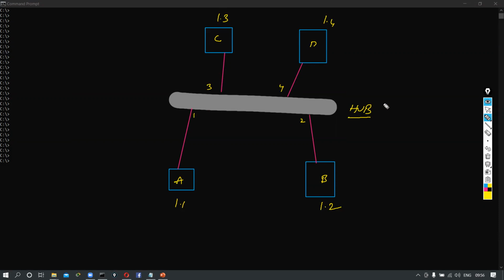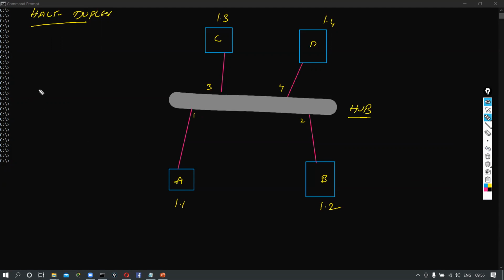Now here, your hub works with what technology? Half duplex. Half duplex means only one device can send data at a time. If he is sending data and at the same time one more device is also sending, that means he is receiving now. Is that possible? Not possible. That means it works with half duplex.